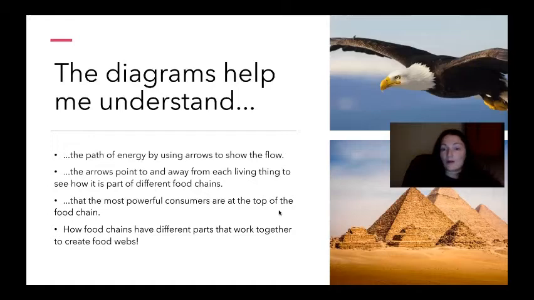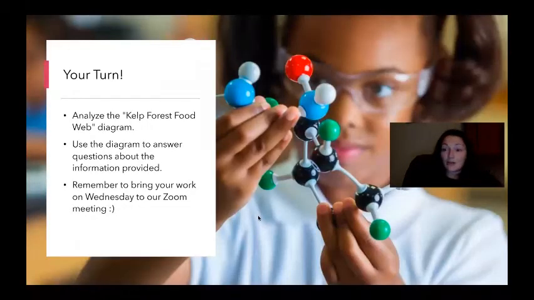Now that I showed you a couple examples of diagrams, recapped and reviewed what a diagram is, and how that text feature helps us better understand the information we're reading, it's your turn. So it's your turn to analyze the kelp forest food web diagram, and I want you to use the diagram to answer questions about the information that the diagram is presenting. And please remember to bring your work on Wednesday to our Zoom meeting so that we can go over it together. Okay? So I'm going to pull that up for you.